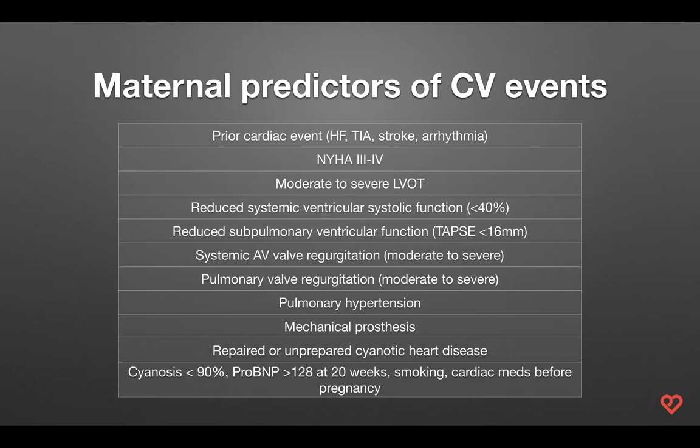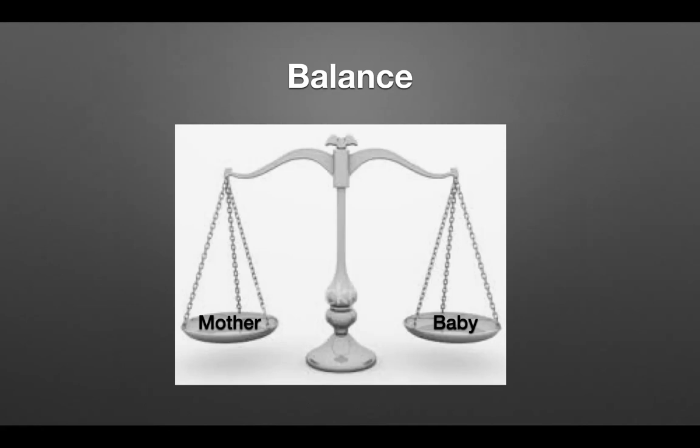We usually say valvular regurgitation is well tolerated in pregnancy. However, when you're looking at predictors of cardiovascular event, someone with moderate to severe AI or moderate to severe PI, there is a chance of increased cardiovascular events during and after pregnancy. We always want to balance the mother and the baby. We want them both to do well during the pregnancy.